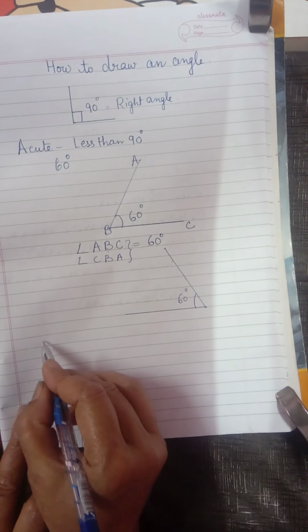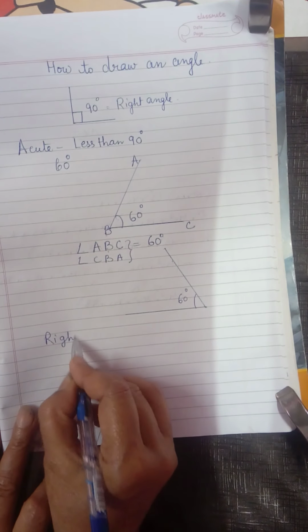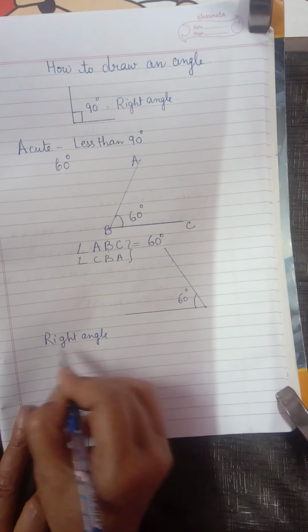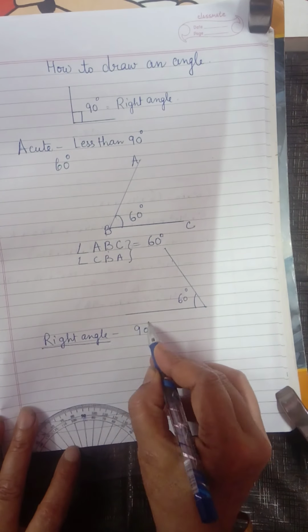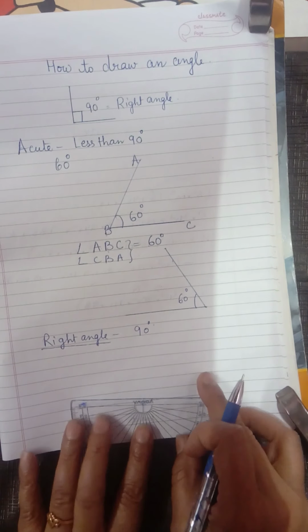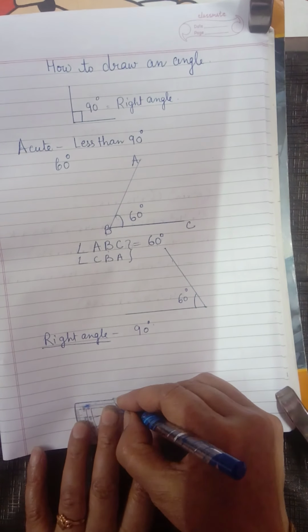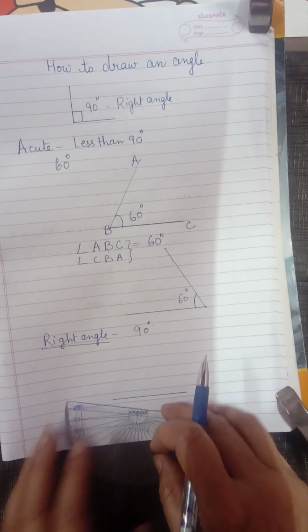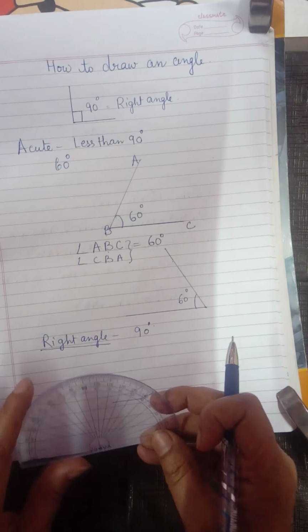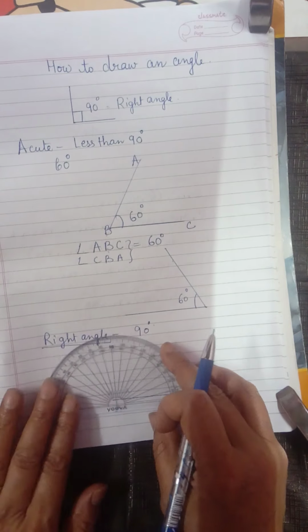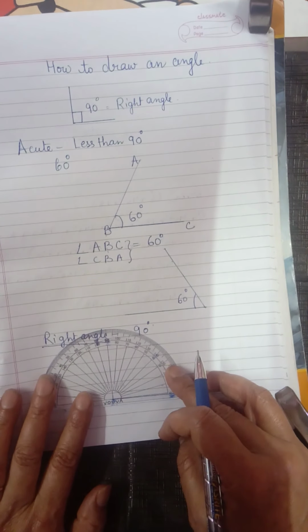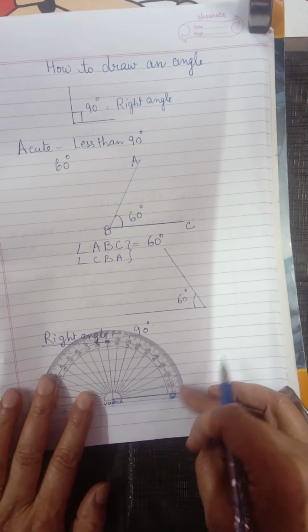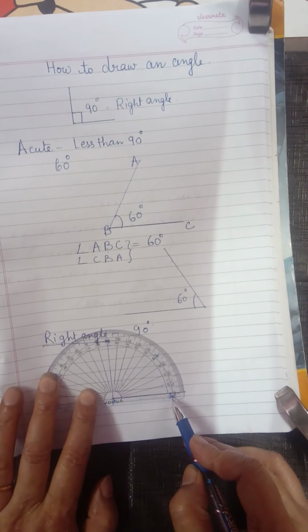Okay, now we will draw a right angle. As you all know, a right angle is of 90 degrees. So first of all, we will draw one baseline. Now this time I am keeping my protractor to the left end of the line. This midpoint touches the left end of the line and the right end touches the 0 of the protractor.